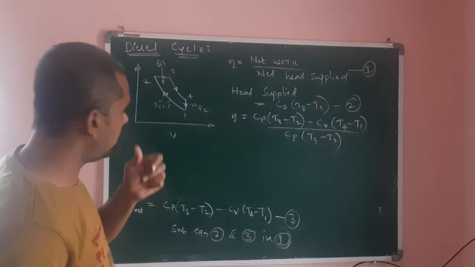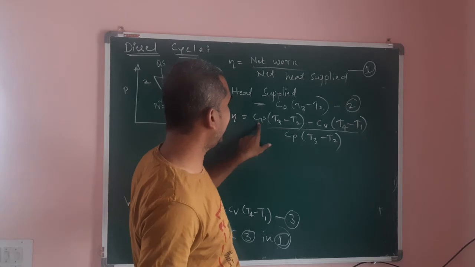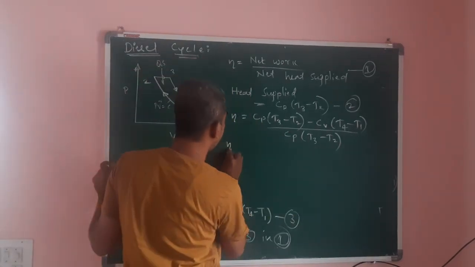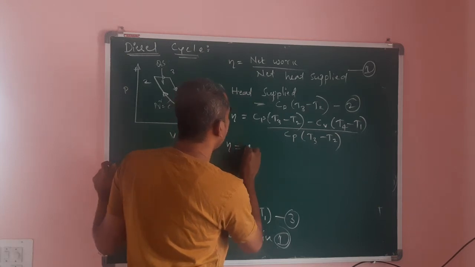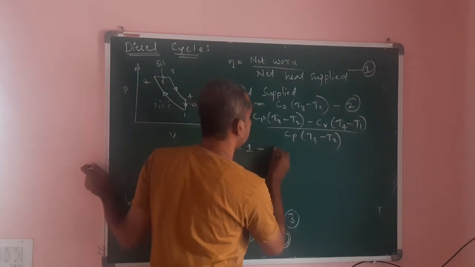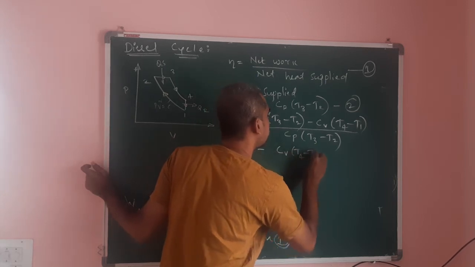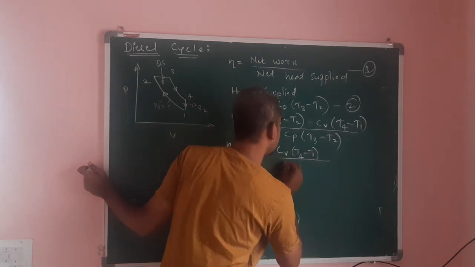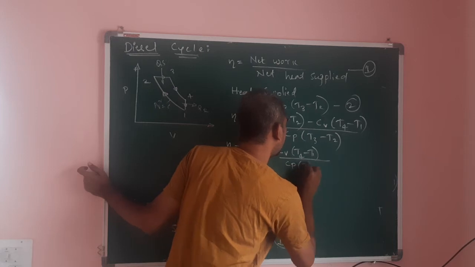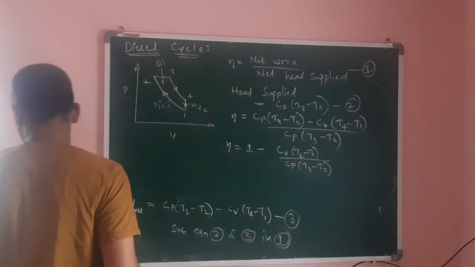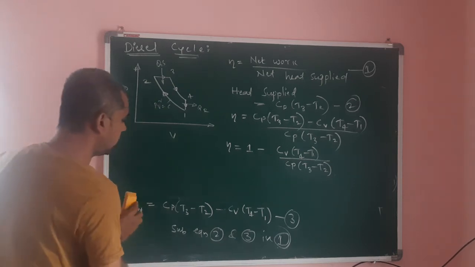Now if you see here, Cp (T3 minus T2) and Cp (T3 minus T2) are the same. Therefore, what can I write? Efficiency equals 1 minus Cv (T4 minus T1) divided by Cp into (T3 minus T2). This is the expression for efficiency in terms of temperature.